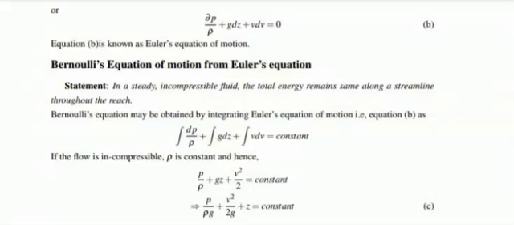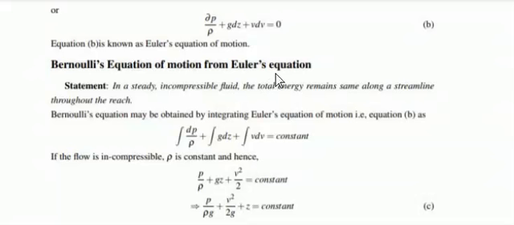Today we are going to start the new topic of Module 3 in your fluid mechanics subject. In the previous classes we derived an equation called Euler's equation of motion, given by equation number B. Now, today we are going to start the new topic, Bernoulli's equation of motion from the Euler's equations.